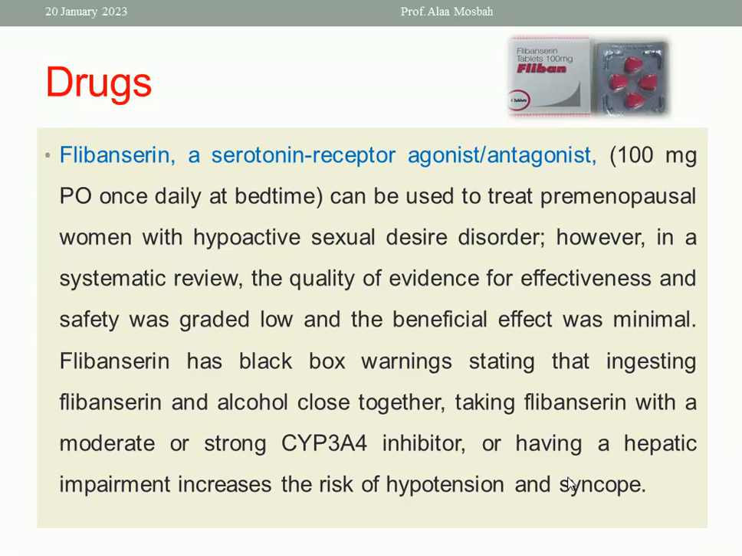And you should know that flibanserin has a black box warning stating that ingesting flibanserin and alcohol close together, or taking flibanserin with a moderate or strong CYP3A4 inhibitor, or having hepatic impairment increases the risk of hypotension and syncope. So the side effects of hypotension and syncope can happen especially in the presence of liver impairment or alcohol drinking. You should know this before prescribing this medication, and be sure that the patient will take it at bedtime, not in the morning when she's going to work, because hypotension may occur.